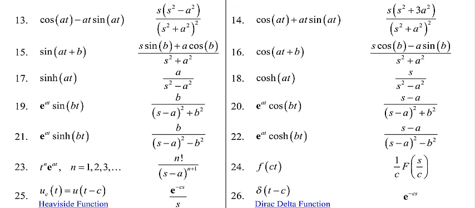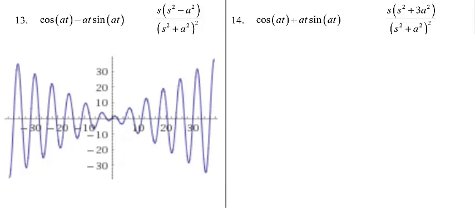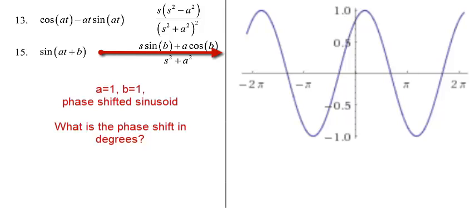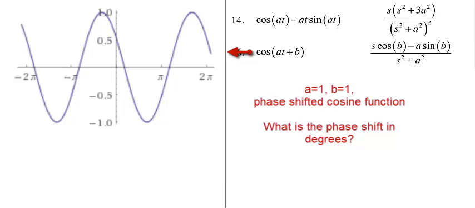Functions 13 through 26. Top two are sinusoids and ramps. They all look similar. Sine wave that's phase shifted. How many degrees? Cosine function that's phase shifted. How many degrees?